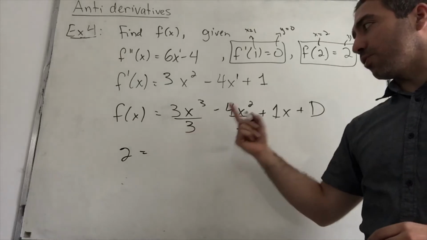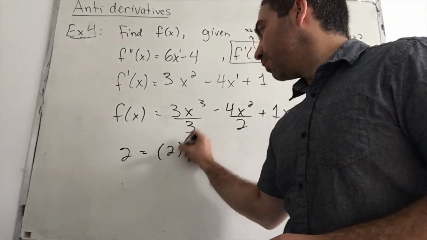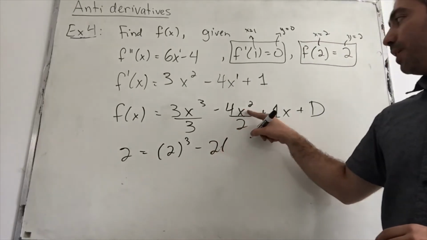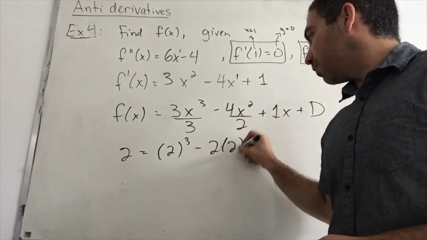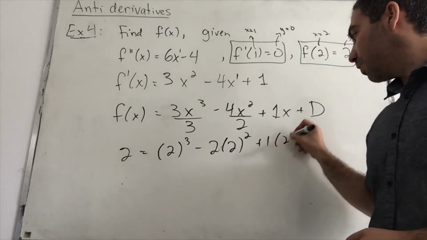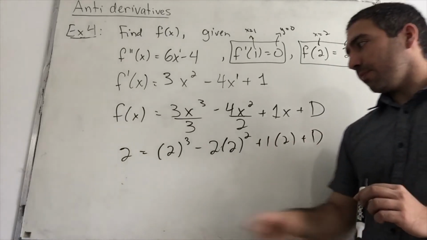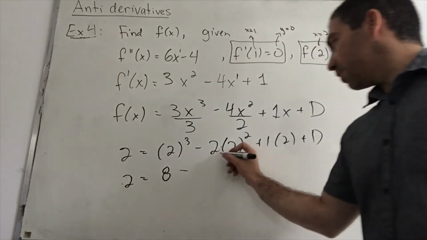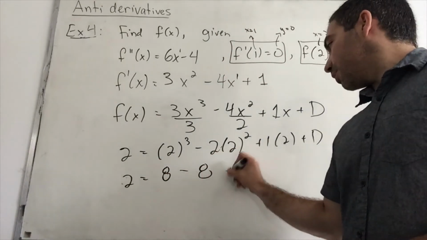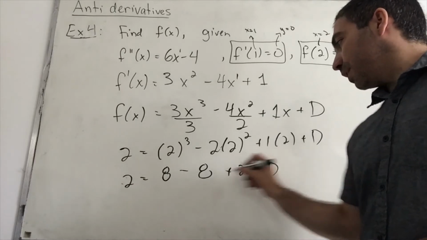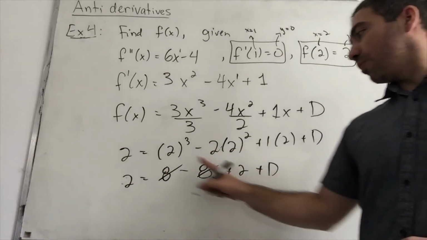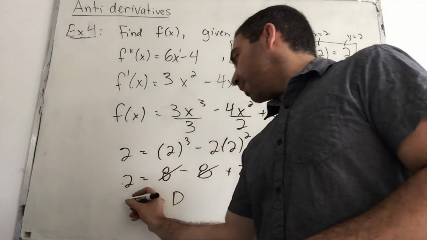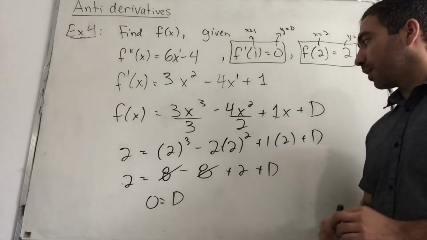Here, 3 divided by 3 is 1, so we're just left with 2 cubed. Minus 4 divided by 2 is 2. And then we're substituting the x with 2. So we get 2 squared plus 1 times 2 plus d. So what we get is 2 equals 8 minus 8 plus 2 plus d. The 8's cancel, the 2 goes over, that means d. So we subtract this 2 over, 2 minus 2 is 0, d equals 0. Okay, so d is gone.